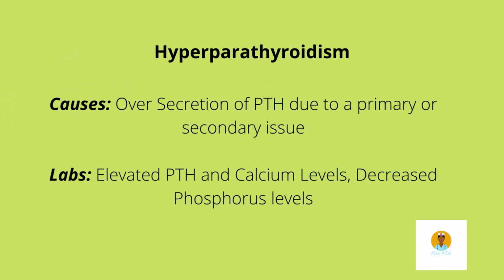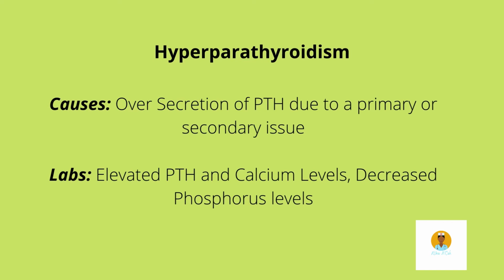Hyperparathyroidism. So hyperparathyroidism, this is where we have an excess secretion of the PTH from the parathyroid gland. This could be either due to a primary or a secondary cause. So with a primary cause, patient could have an adenoma, which is a benign tumor on the parathyroid gland that causes excess secretion of PTH.